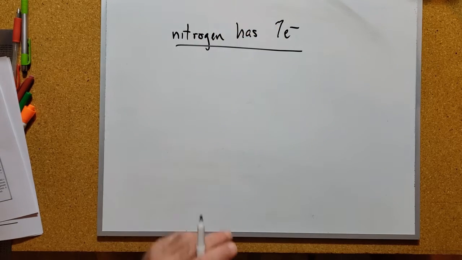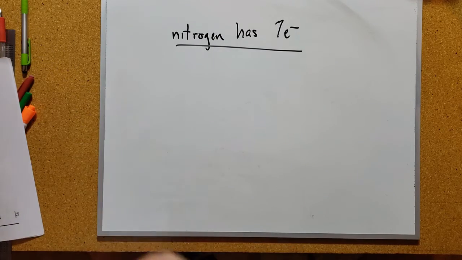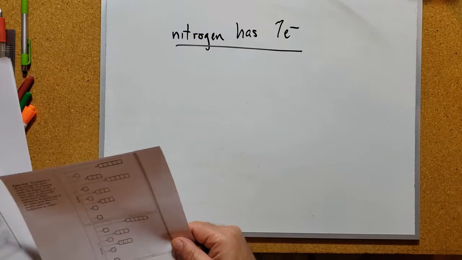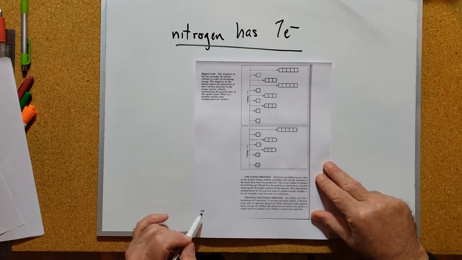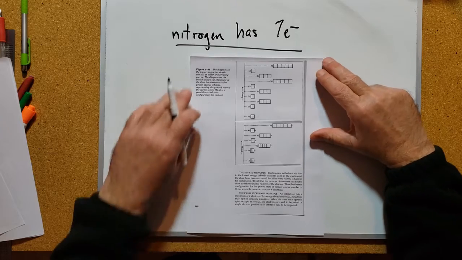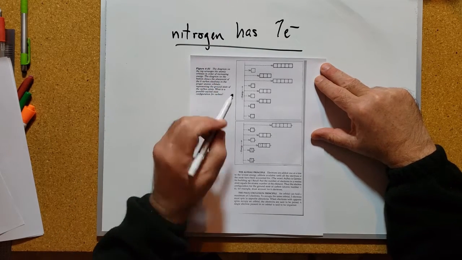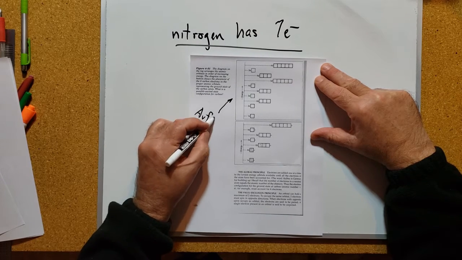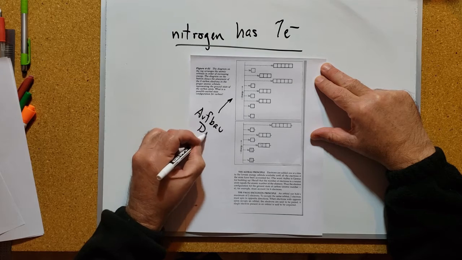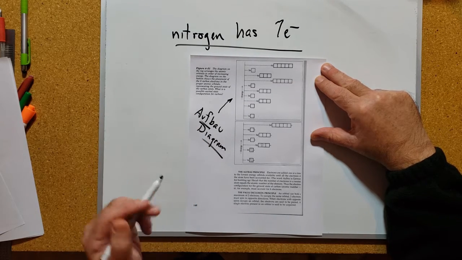All right. Now, nitrogen has 7 electrons. And where do we place them? Well, on page 148 of the readings that I supplied to you this morning, at the very top of the page is something called an Aufbau diagram. And that's really where I would suggest you start.